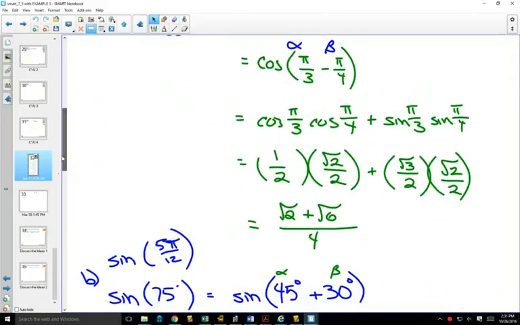Part B was sine of 75 degrees. Now 75 degrees in radians is 5 pi over 12, but it doesn't matter. You can solve this question also with degrees. Can you think of two values on your pi plate that add up to 75? Well, 45 plus 30. And again, the first one's your alpha, the second one is your beta. So I'd like you to plug that in and calculate a final answer for sine of 75 degrees.